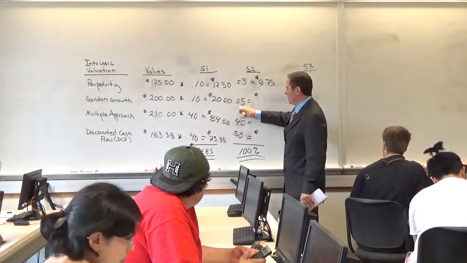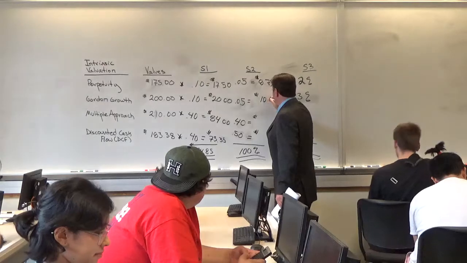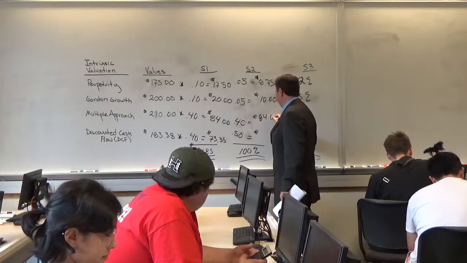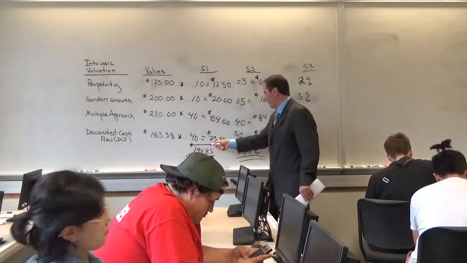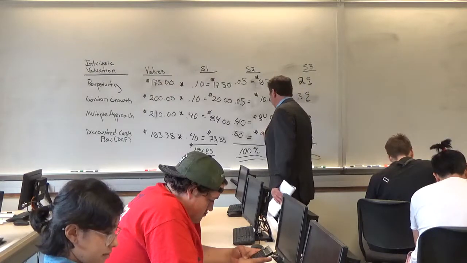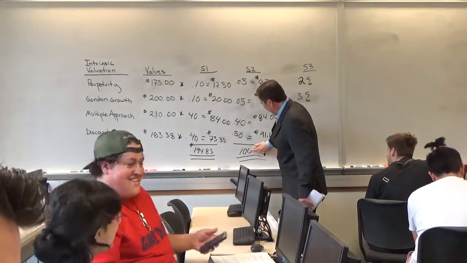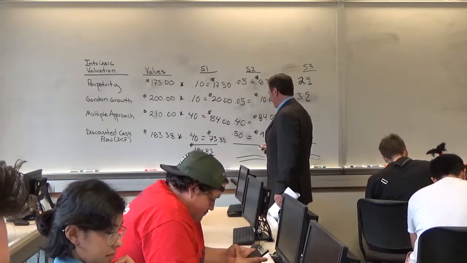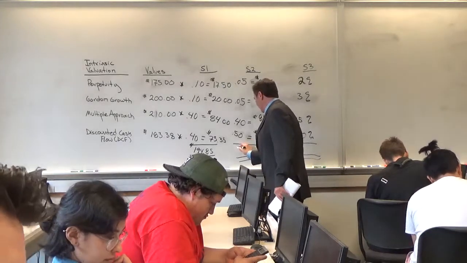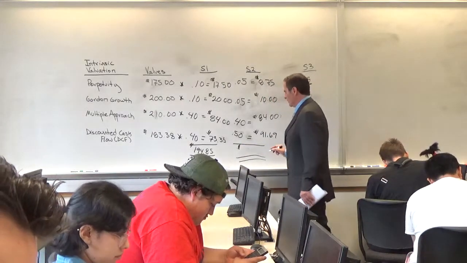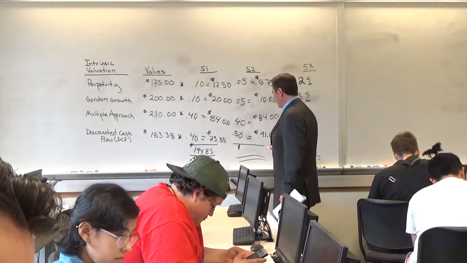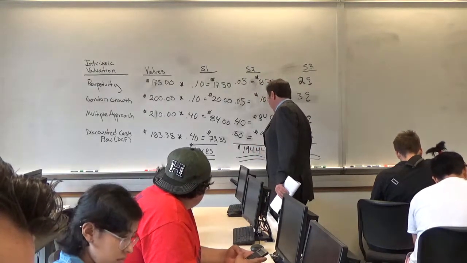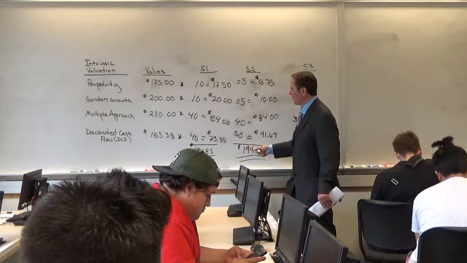10. And then 200 times 0.05. 10. Got it. Okay, and then 210 times 0.4. 84. Got it. Thank you. And then 183.38 times 0.5. 91.69. I love it. Okay, and then if you add those up, what's the weighted average or the intrinsic value? What is it? 194.44. Is it pretty close? It's pretty close because these are close.